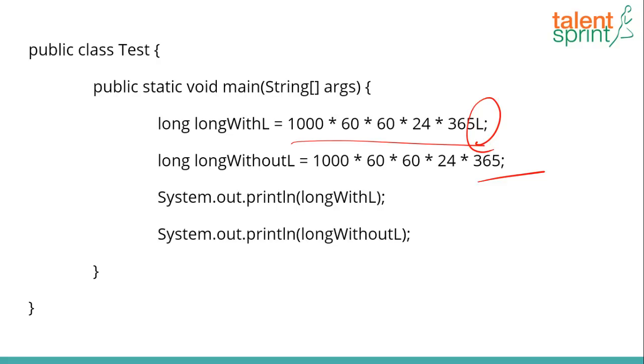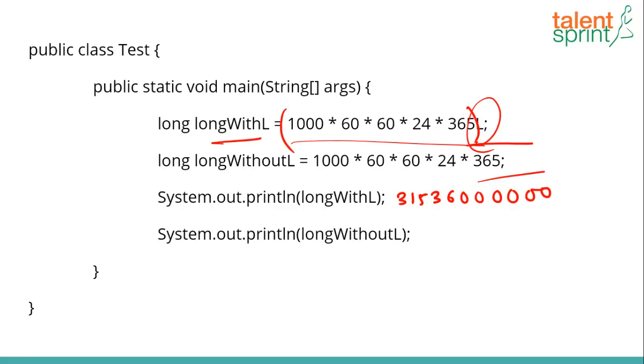So the simple funda here is, since we are running out of time, let me quickly explain what is happening here. When we specify L, it explicitly says that it is a long value. So we hold it in a long variable with L. So whatever the multiplication would result, the exact same value will come in this, that is 31536000000. This is what you get after multiplying all these numbers. So this exact value will come in long with L.